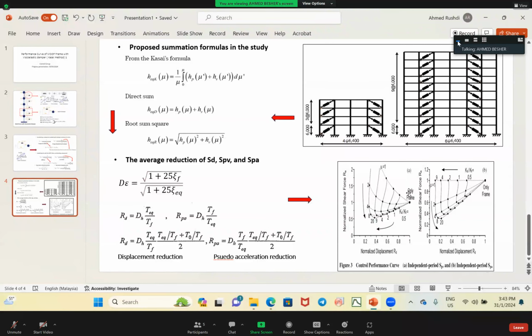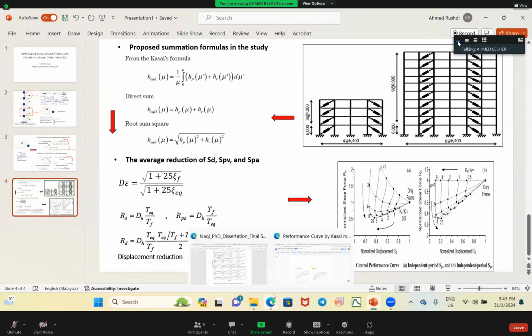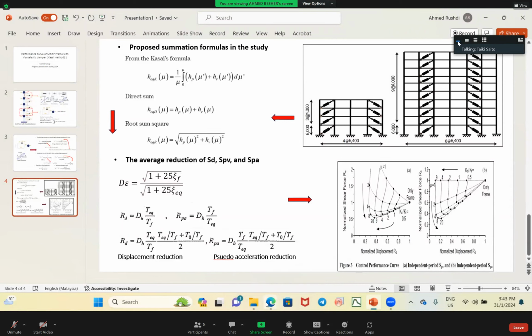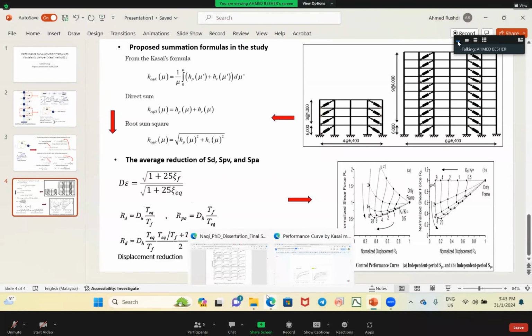You mean the performance curve? Yeah, the performance curve. Do you have material on how to draw it? Yes, I think I found materials on Google Drive. But I'm still trying to find out how to draw these graphs.